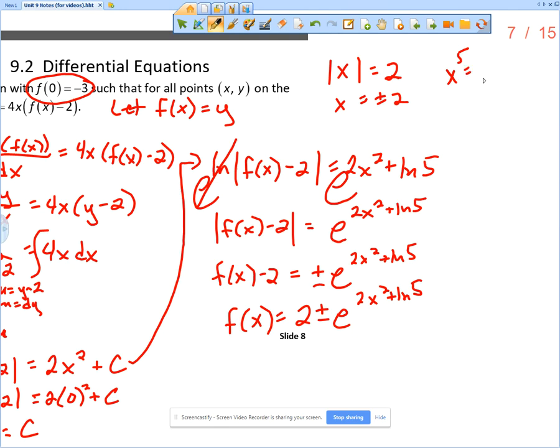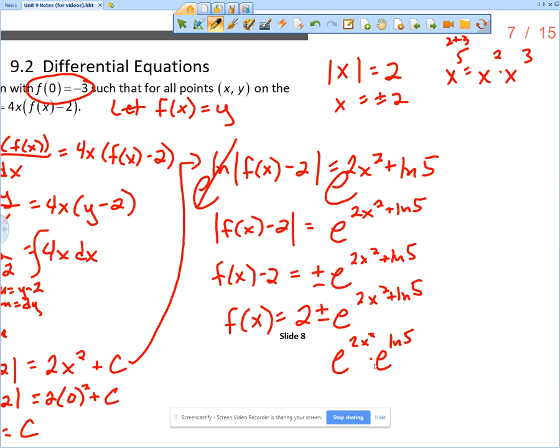Remember, that's really just x squared times x cubed. But remember, 5 is 2 plus 3, isn't it? So what I'm saying is if I have e to the 2x squared plus the natural log of 5, that's actually e to the 2x squared times e to the natural log of 5, isn't it? Right? Because 2x squared plus the natural log of 5 can be split up just like we did up there.